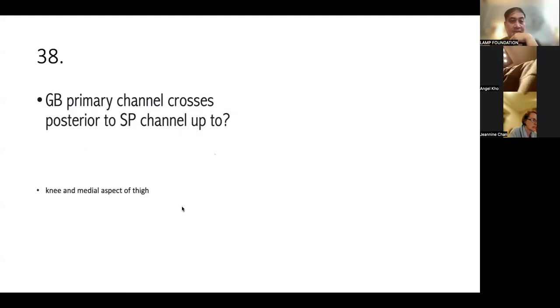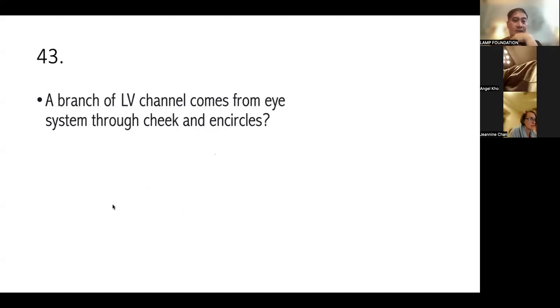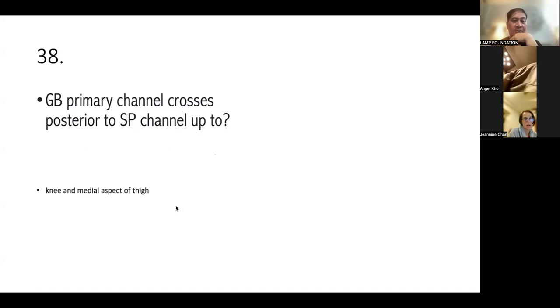Oh, there are more. Wait. I skipped one. What's the next one? Number 39. The liver primary channel continues to the pubic region via spleen 12 and spleen 13, where it encircles the genitals. Then it ascends to and enters the lower abdomen, where it intersects Ren 2, 3, and 4. And number 40? After intersecting with the Ren vessel, the liver primary channel continues upward, curves around the stomach, and before entering the liver, connects with the GB channel.